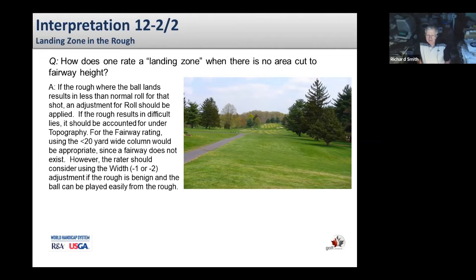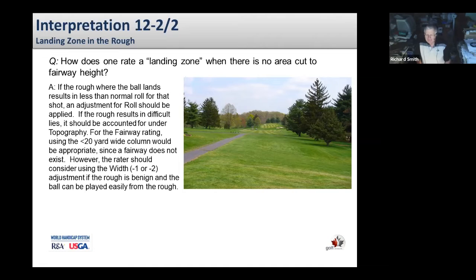But then for a fairway rating, we would use the less than 20-yard wide column, because of course 0 is a number too, and there is no fairway, so the number is 0. Then if the rough is easy enough to play out, you might put a W-1 or W-2 adjustment on it. But I would doubt it, unless this landing zone that you can't quite reach is up close to the green, in which case it's kind of silly why they didn't make more fairway.